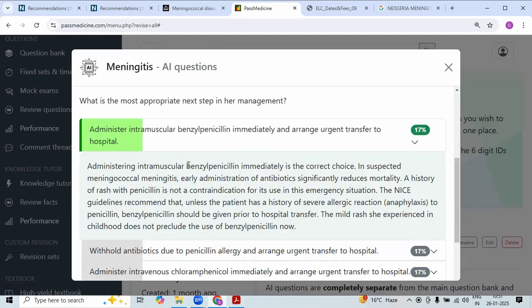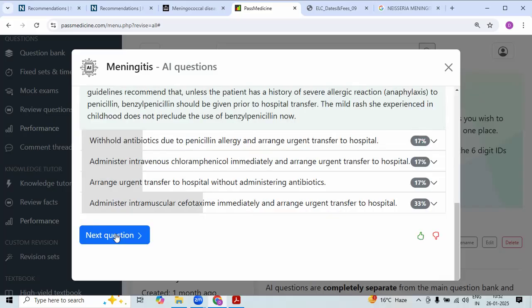Administering intramuscular benzyl penicillin immediately is the correct choice. In suspected meningococcal, early administration reduces mortality because it's a life-threatening condition at this point. So, a history of rash with penicillin is not a contraindication for its use in the emergency situation. NICE guidelines recommend this unless the patient has got a severe allergic reaction. This is something which they can control. So, mild rash with the penicillin, you still administer in emergency conditions.